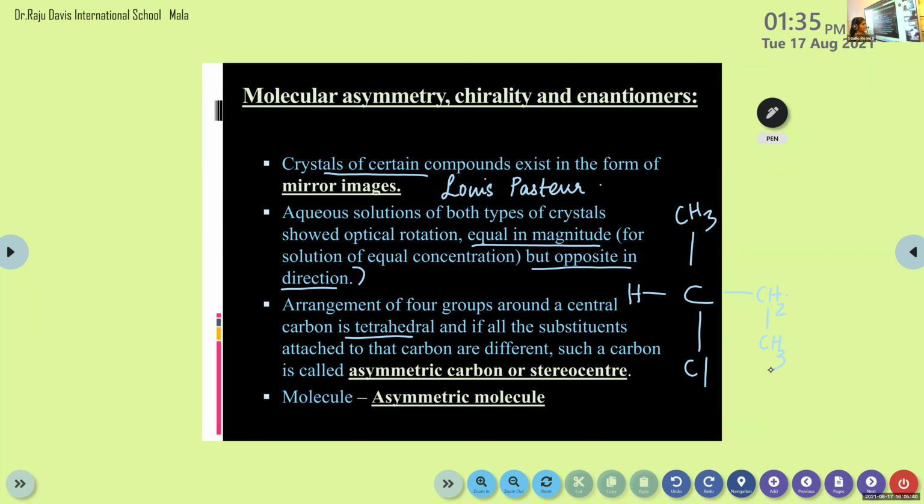Clear, children? So these are the 2 conditions to consider a carbon as asymmetric or stereocenter. Arrangement of 4 groups around a central atom is tetrahedral, and all the substituents attached to that carbon are different. Such a carbon is called asymmetric carbon or stereocenter.